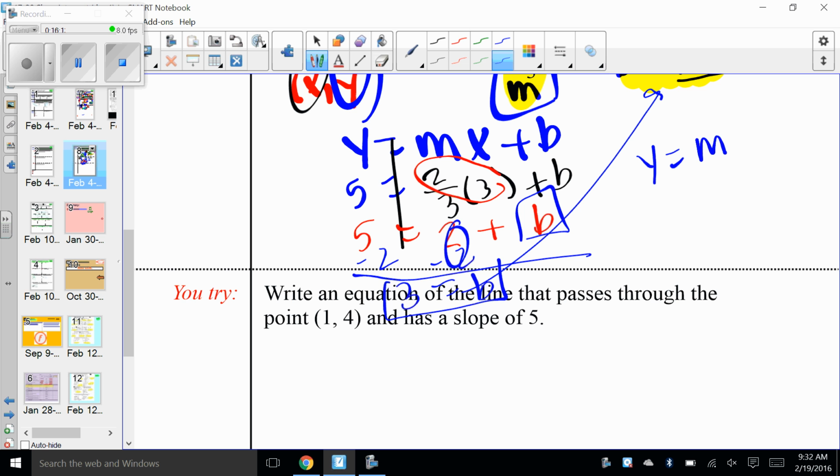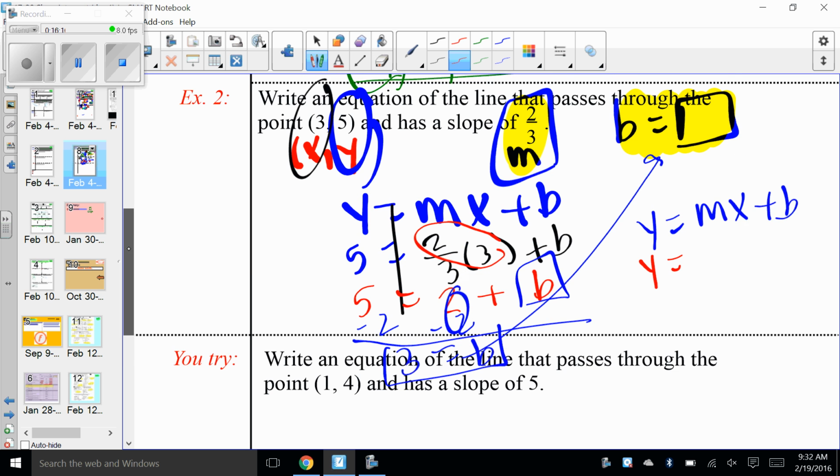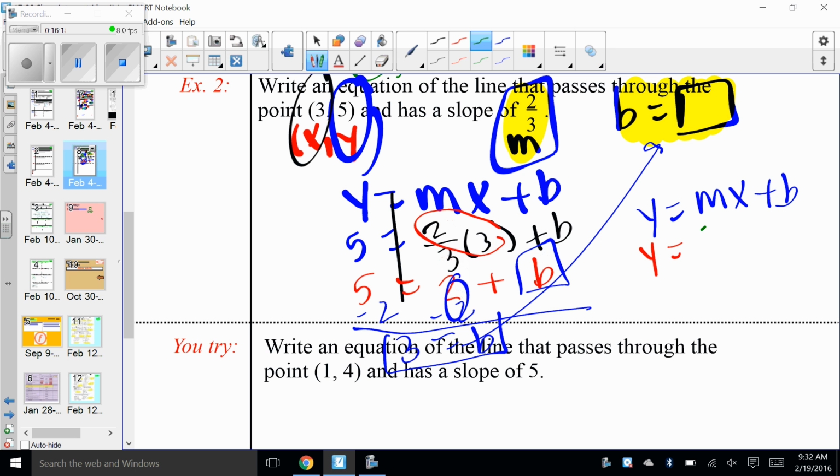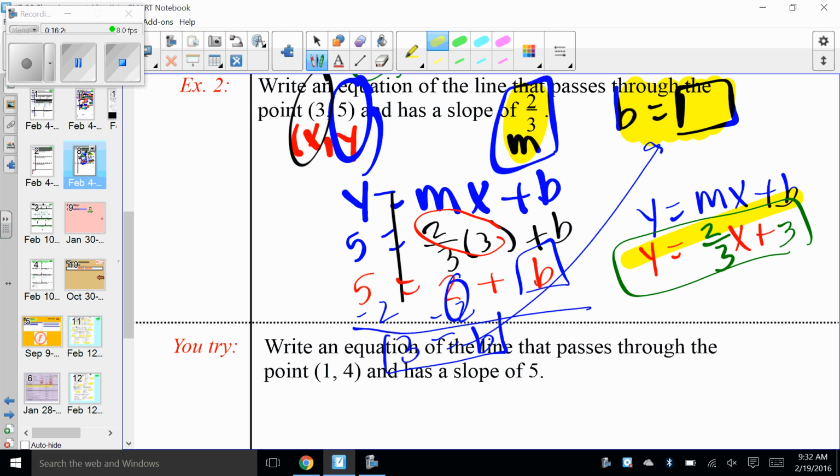Y equals mx plus b. Remember, y is a stop sign. My slope m was given to me at the very beginning of the problem. It's that fraction 2/3. X is a stop sign. And my b value, I just found the b value is 3. There's my equation. Y equals 2/3 x plus 3. Nice work, guys. Stay with it here.